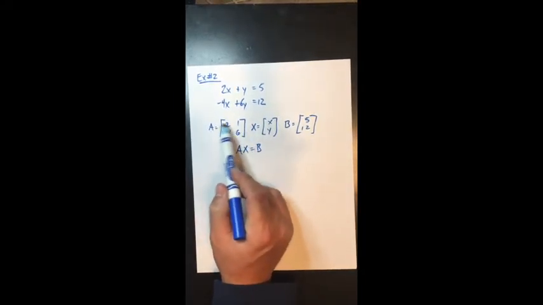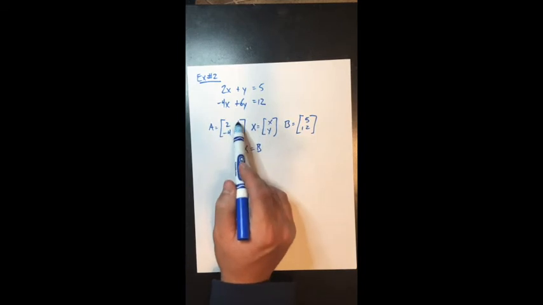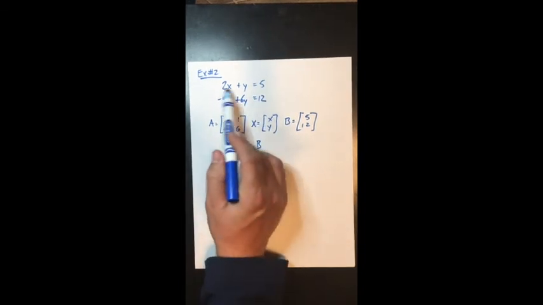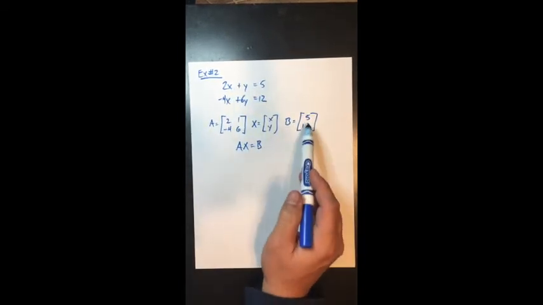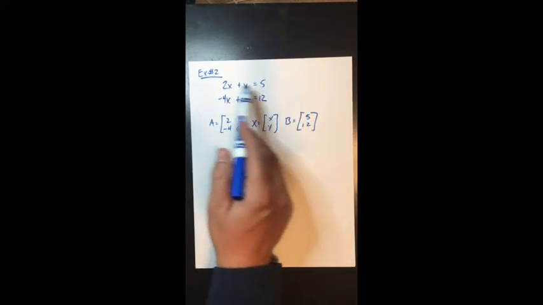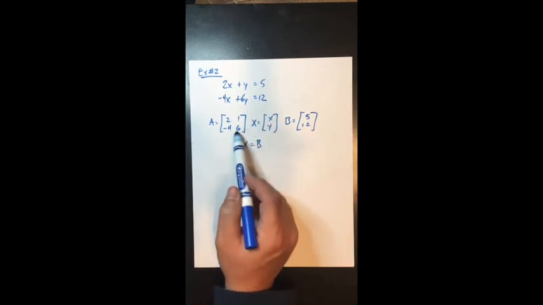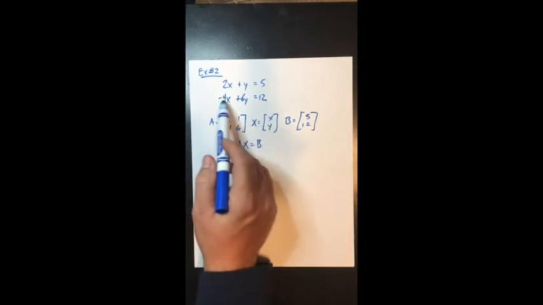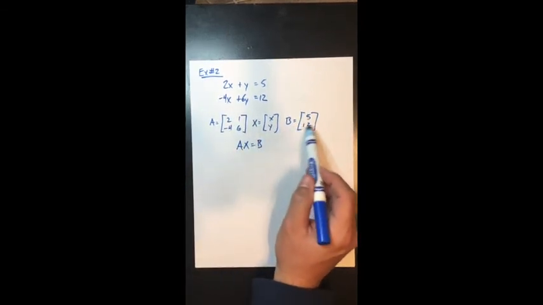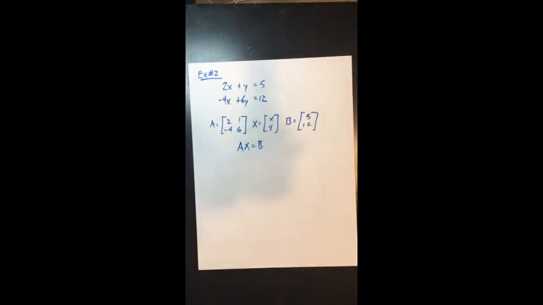If we multiply A times X, we get 2 times x and 1 times y, which would be the first part here. And if we set that equal to B, that would be equal to 5. So 2x plus y equals 5. For the second one, -4 times x, 6 times y would give us -4x plus 6y, and setting that equal to B would say that it's equal to 12. So hopefully we see that this matrix equation is true.